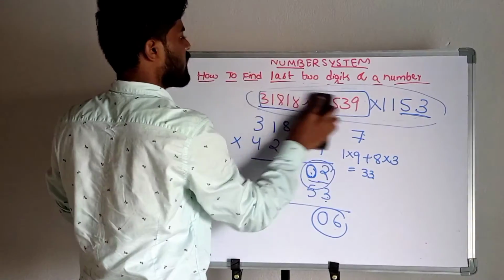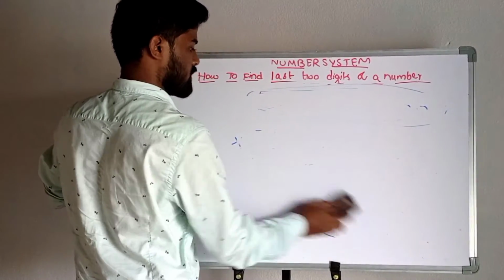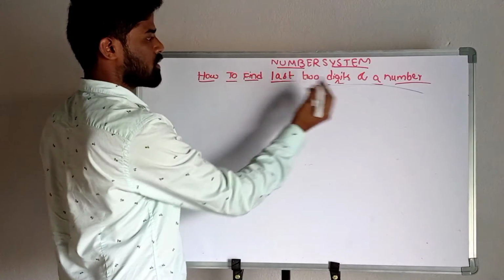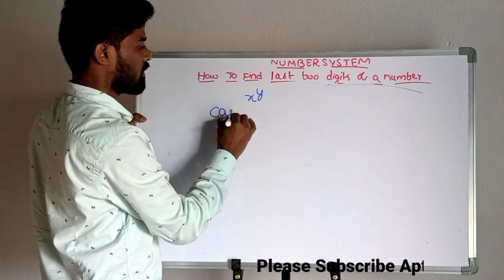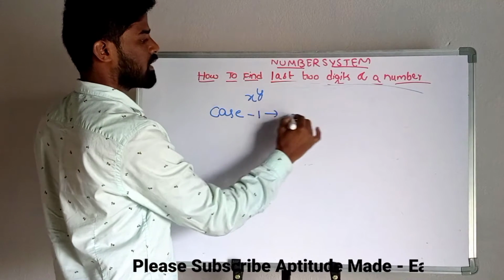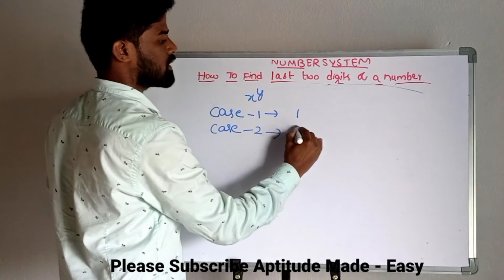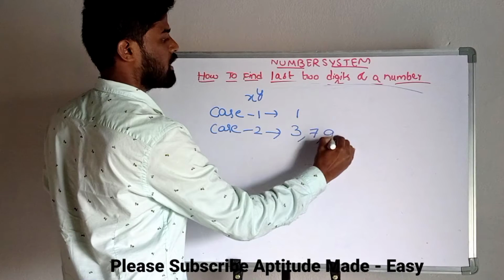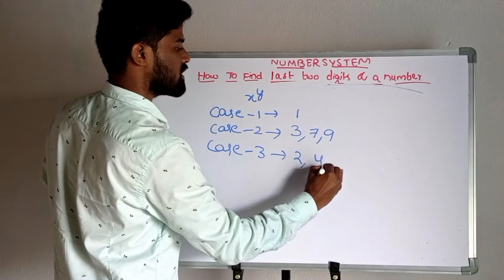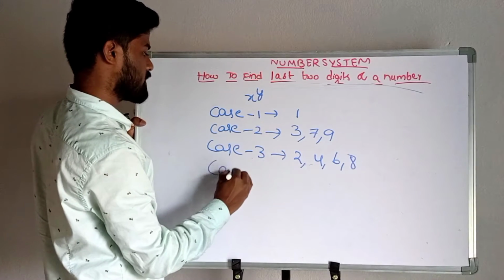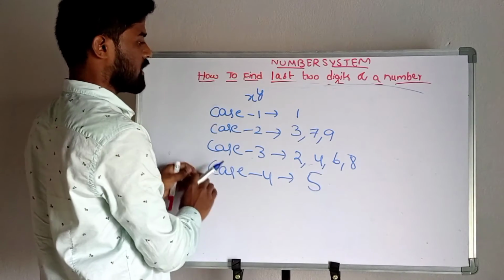Now we will discuss how to find the last two digits of bigger numbers like 2 to the power of 1056. For finding the last two digits of a bigger number like x to the power of y, we have four cases. Case 1, numbers ending with 1. Case 2, numbers ending with 3, 7, 9. Case 3, numbers ending with 2, 4, 6, 8. And the last case, case 4, numbers ending with 5. We will discuss each case in detail.